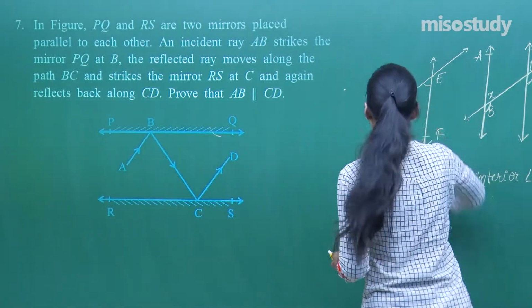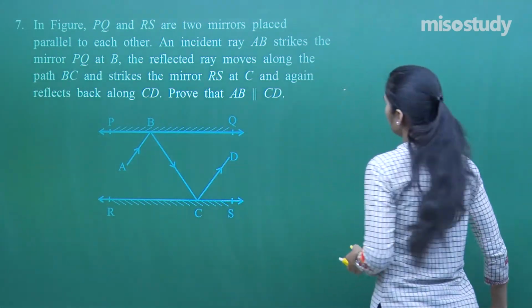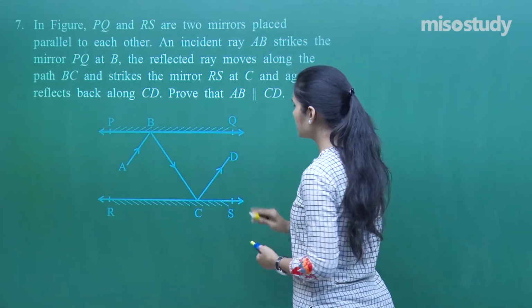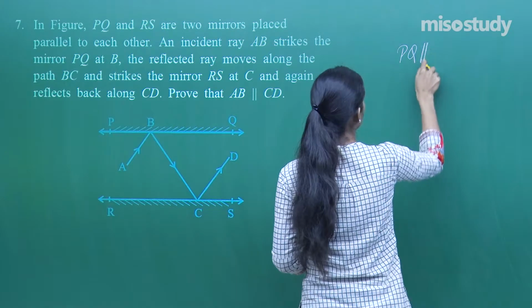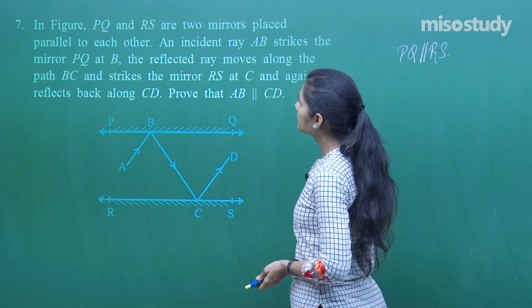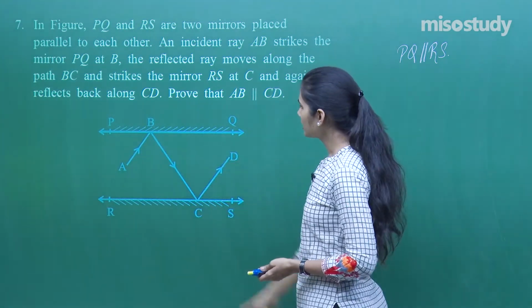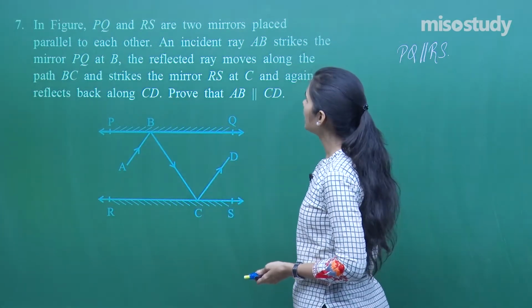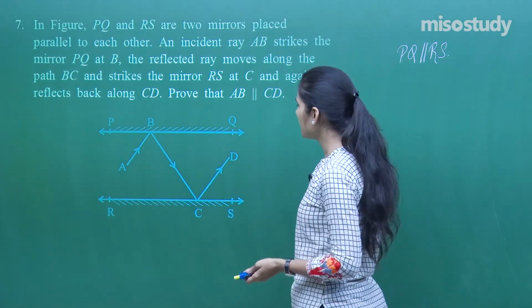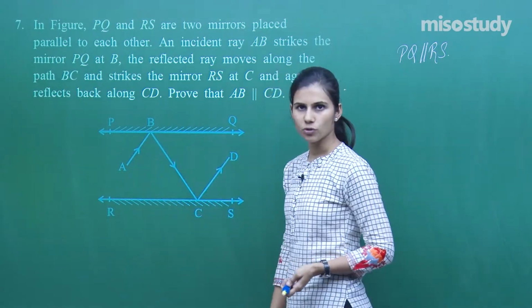In this figure, let's try to look at the situation nicely. PQ and RS, they are two mirrors placed parallel to each other. So PQ is parallel to RS. Very important. An incident ray AB strikes the mirror PQ at B. The reflected ray moves along the path BC and strikes the mirror RS at C and again reflects back along CD. Prove that AB is parallel to CD. This AB is parallel to CD I have to show.